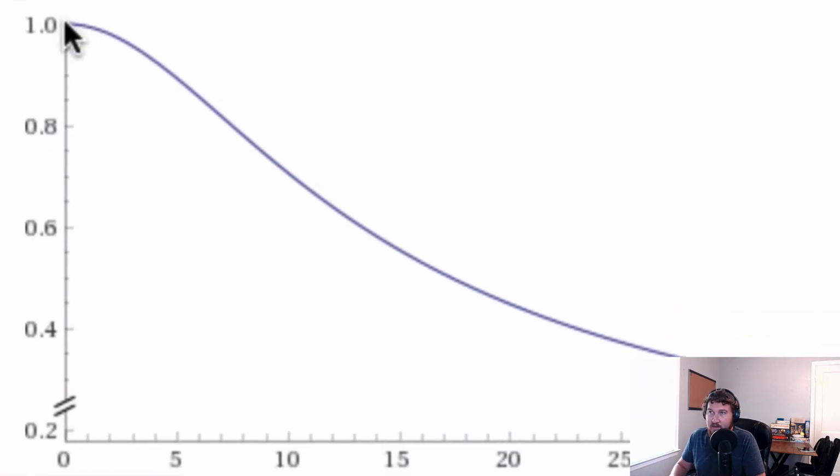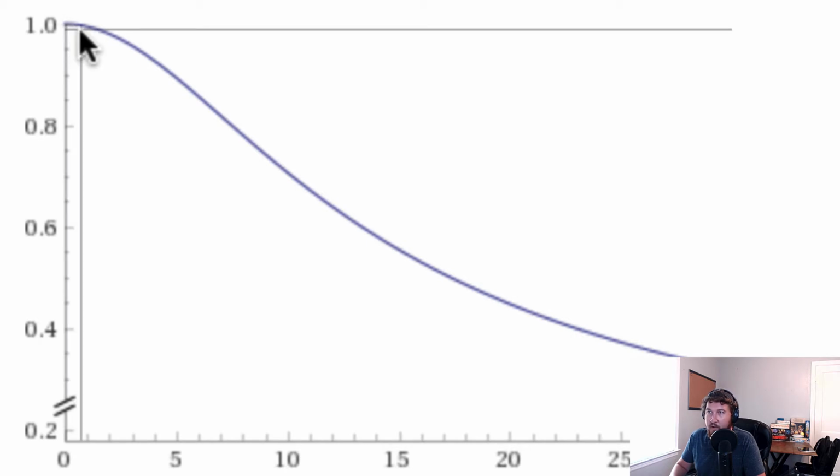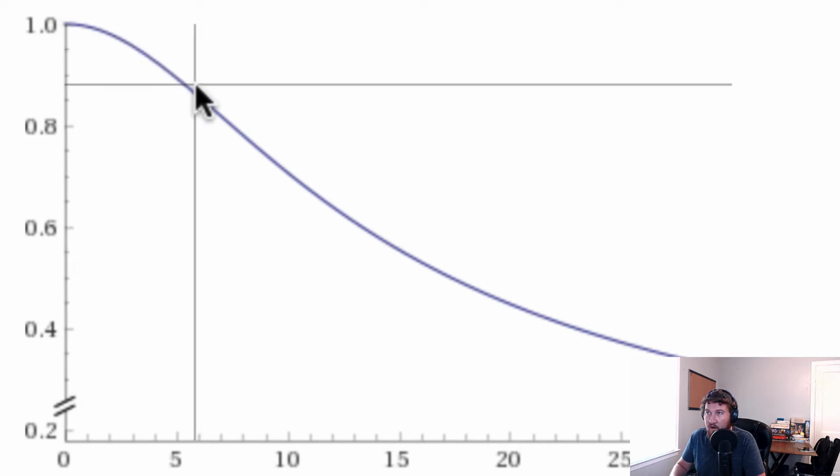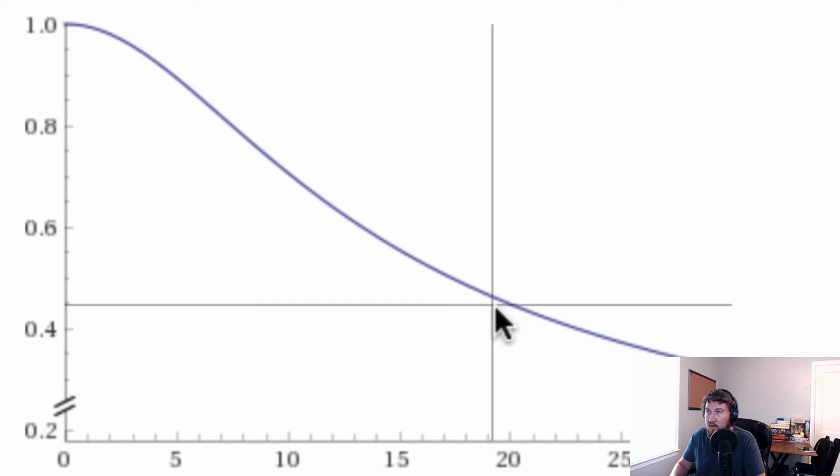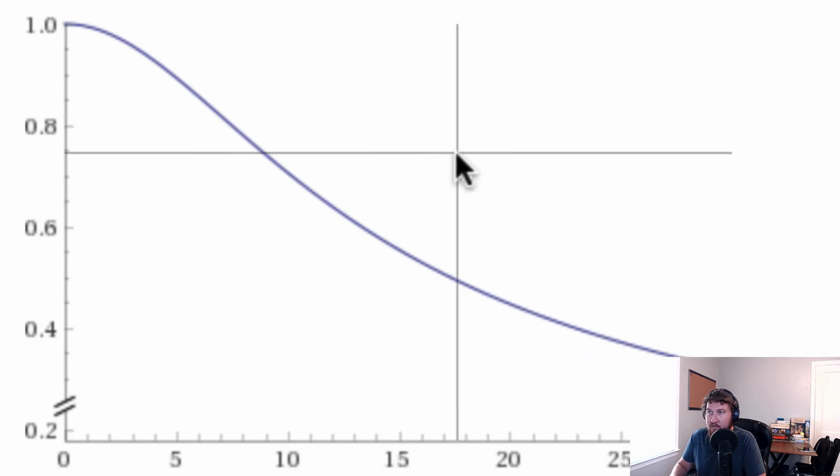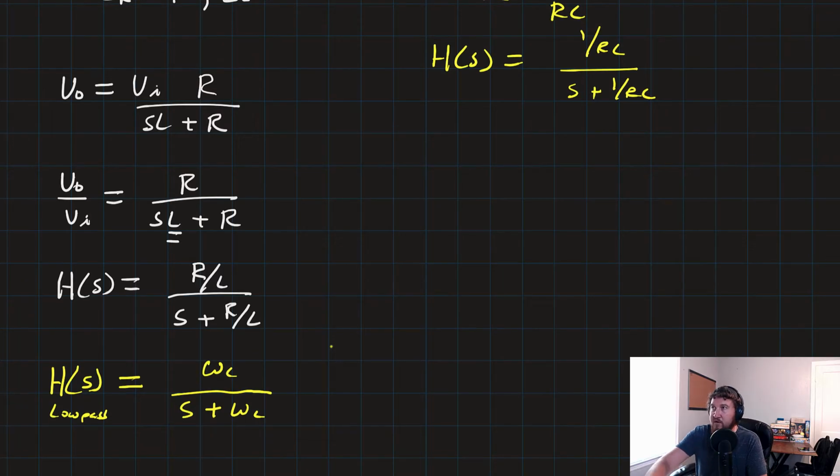Now notice that it's not that perfect square curve. Instead, we have this thing starting at 1 and then falling off down, sort of infinitely down. We sort of determine the cutoff frequency. The cutoff frequency is where, let me write it this way.